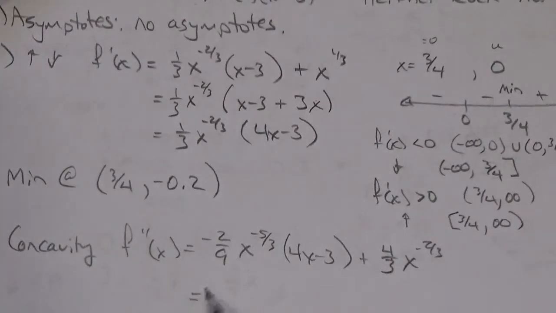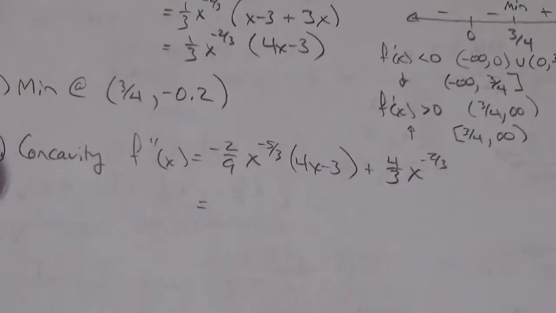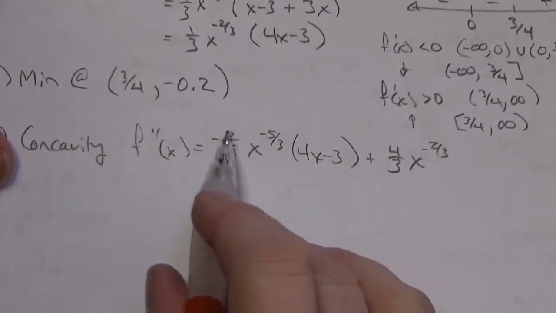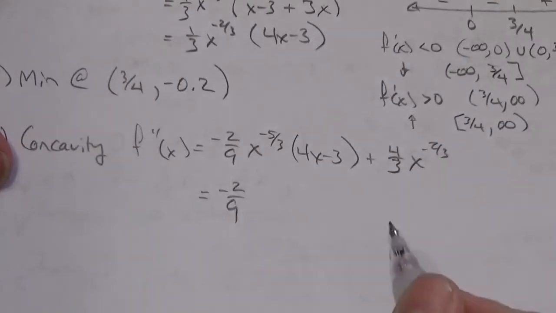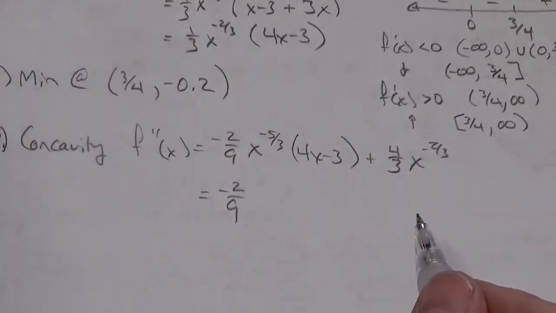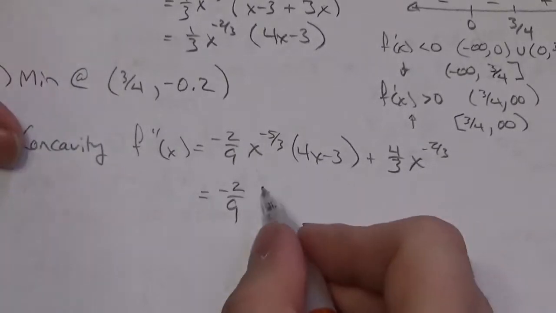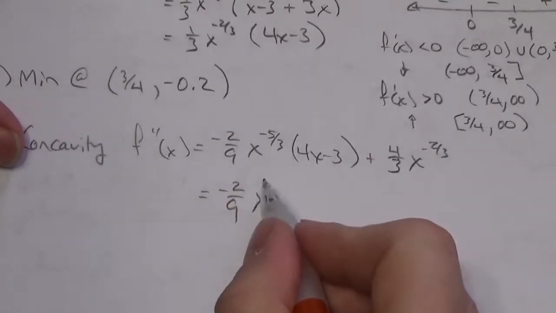Okay, now I will factor out what's common. So I'm going to take out the common 2/9. And actually, I'll take out a negative 2/9 just so that the negative isn't giving me a problem later on. Okay, so this will be x to, then I'll take out the negative 5/3.